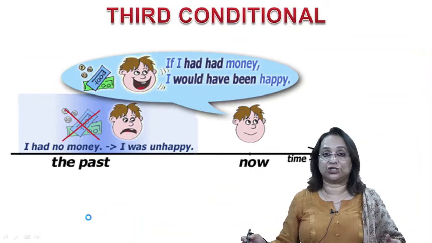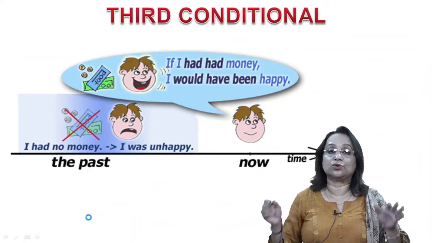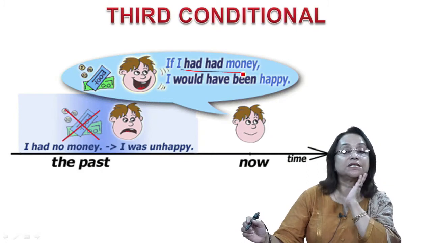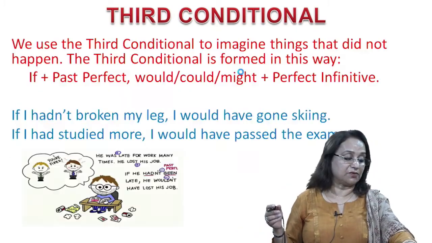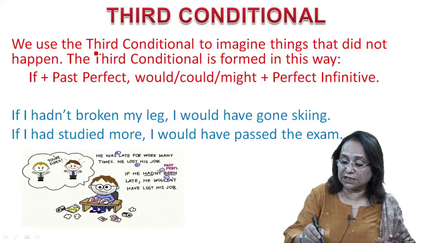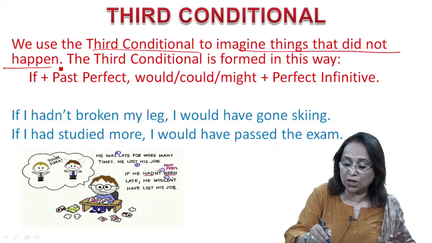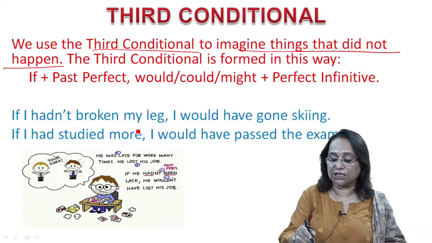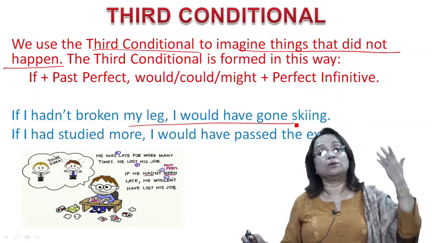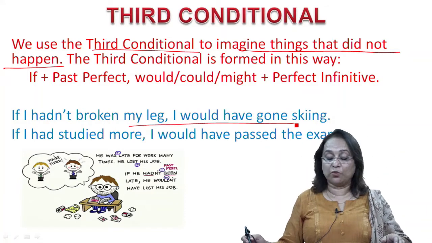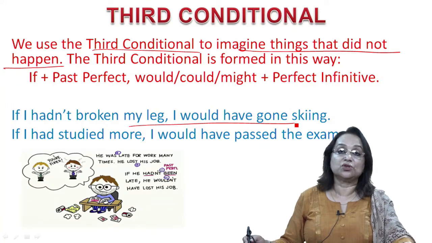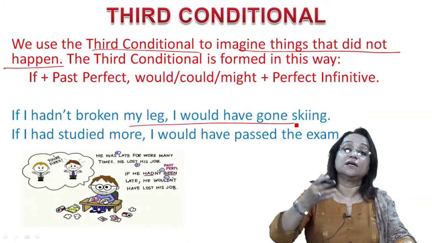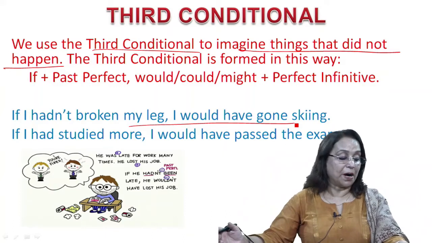And the third conditional, if I had had money, I would have been happy. So, third conditional is about the past. Again, a hypothetical situation about the past, right? So, we use the third conditional to imagine things that did not happen in the past. If I hadn't broken my leg, I would have gone skiing. Have gone, past perfect. If I had studied more, I would have passed the exams. So, third conditional is when you are saying something would happen if something else had happened in the past, right?